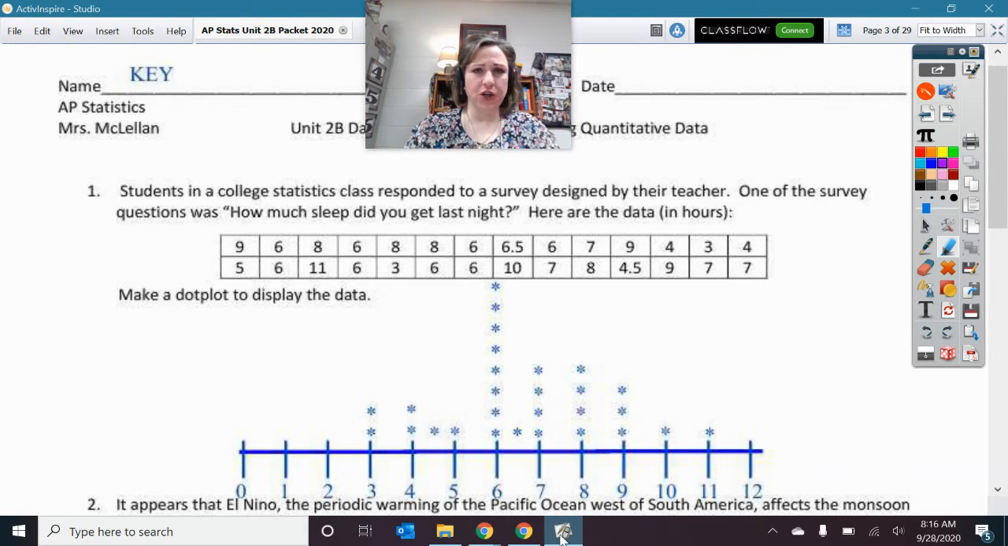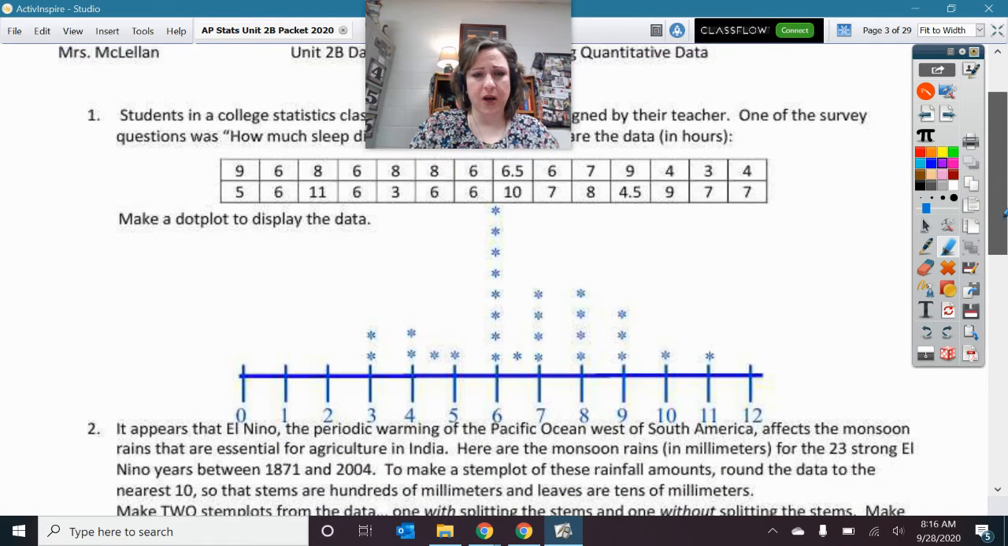All right, let's go over your day one assignment on graphing some quantitative data, the new ways that you did: dot plot, stem and leaf plot, and histograms. Okay? All right, so on this first one, we've got all the data.